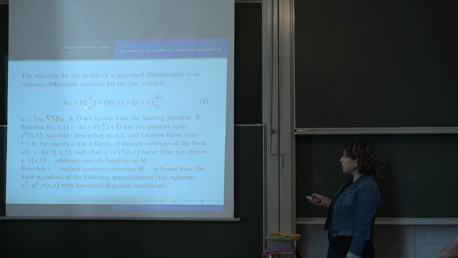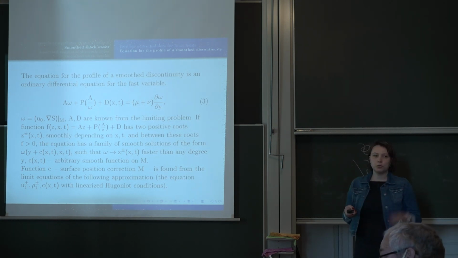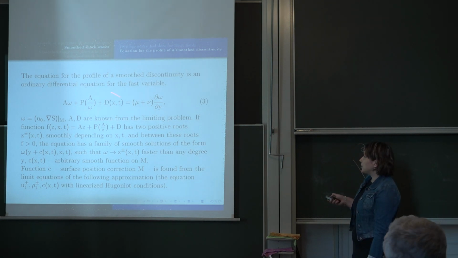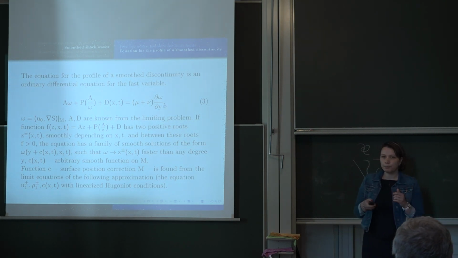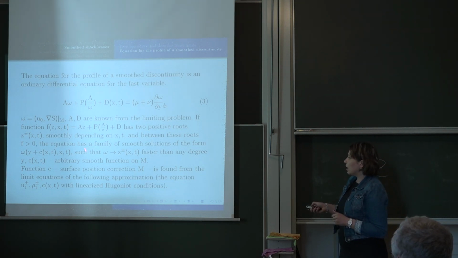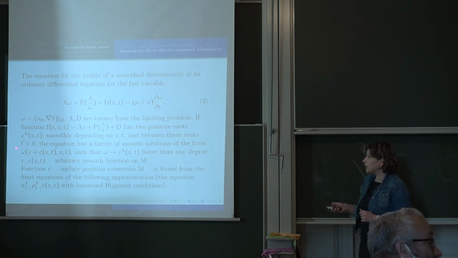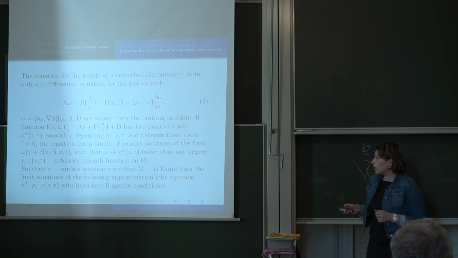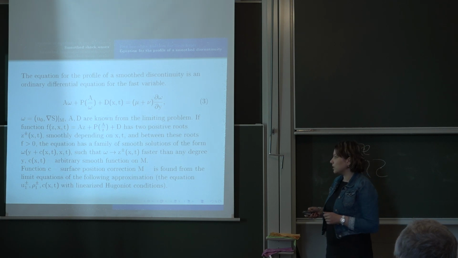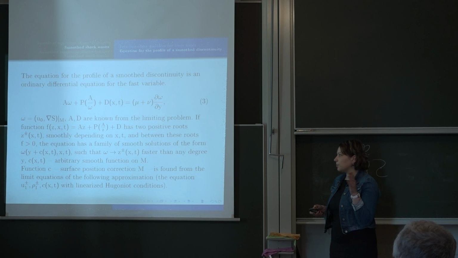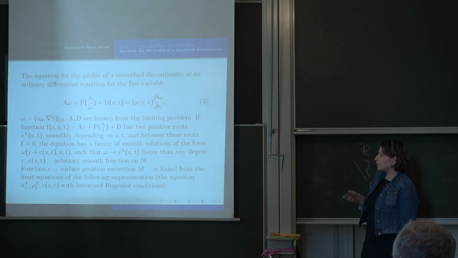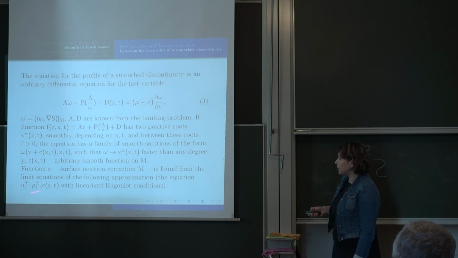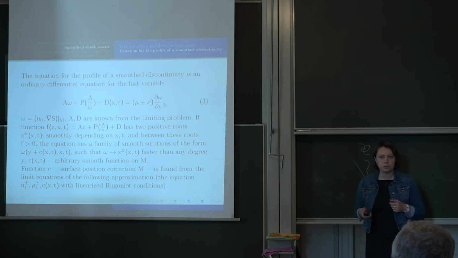vector field. If we look at the left-hand side of our equation, and this expression has two roots, and between these roots the expression is greater than 0, then we have a family of solutions, like that. The function c of x and t is an arbitrary smooth function on our surface M. And we find this function c from the limit equation of the second approximation, from the following approximation for our equations, from the approximation for u1 plus and minus and rho1 plus and minus with linearized Hugoniot conditions too.